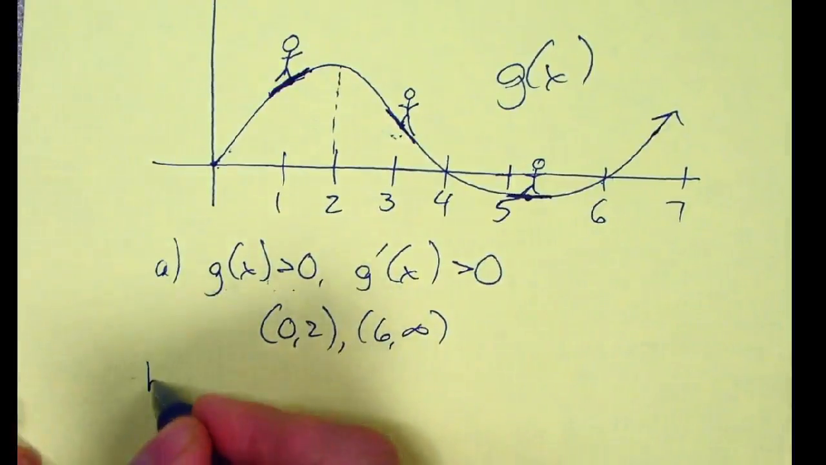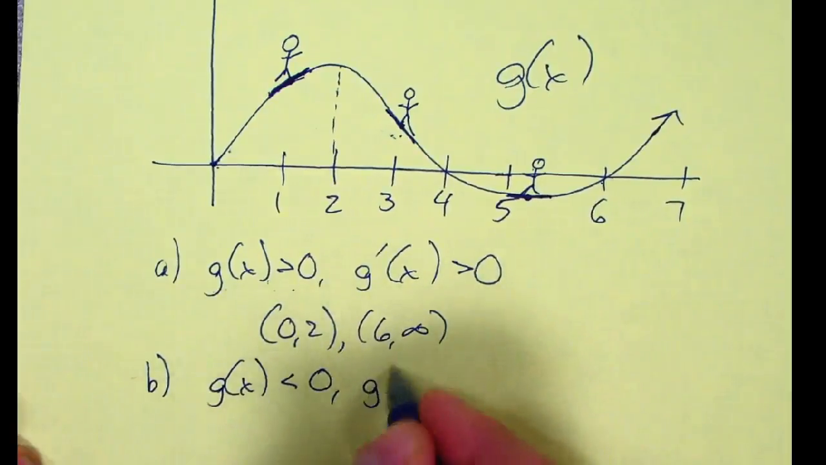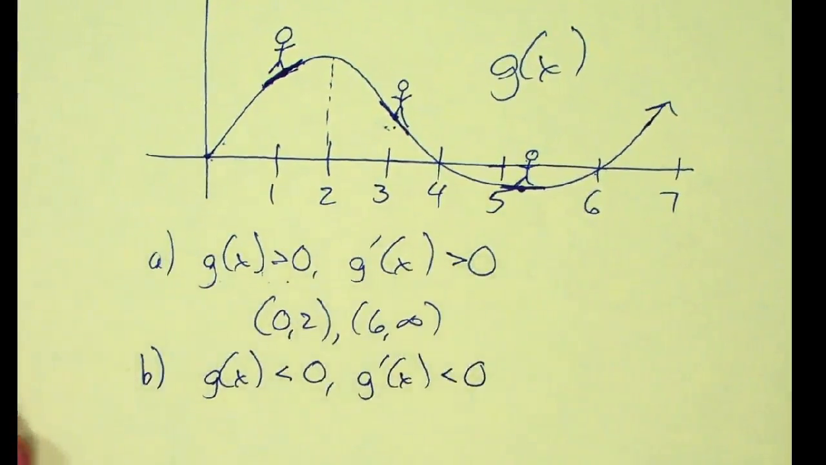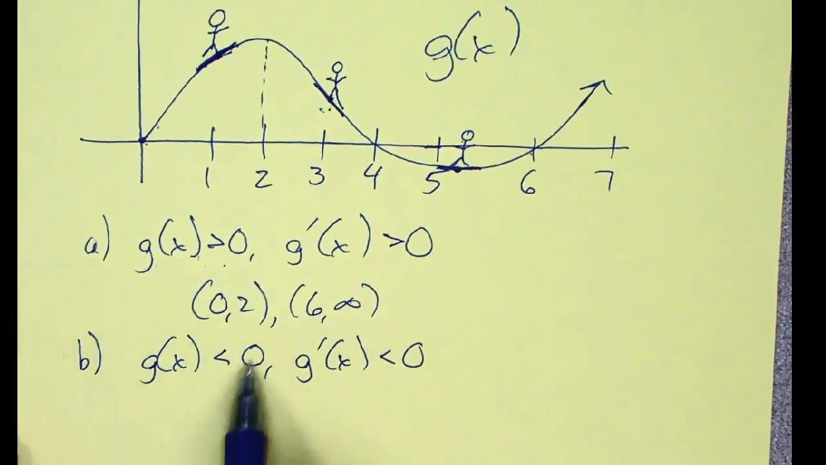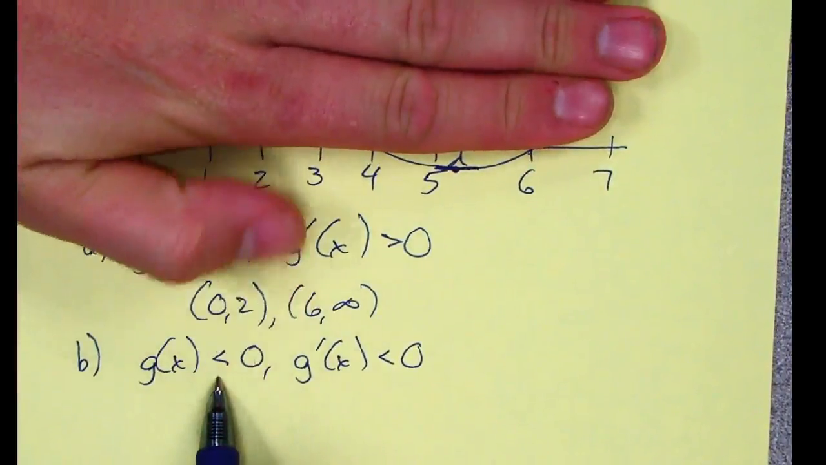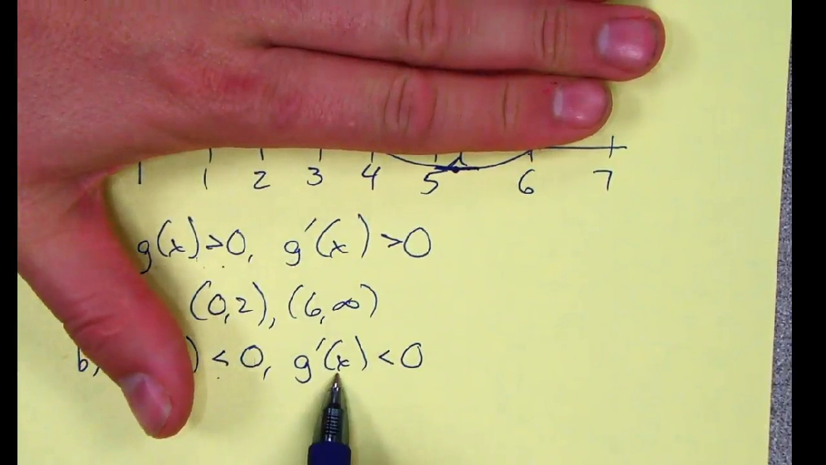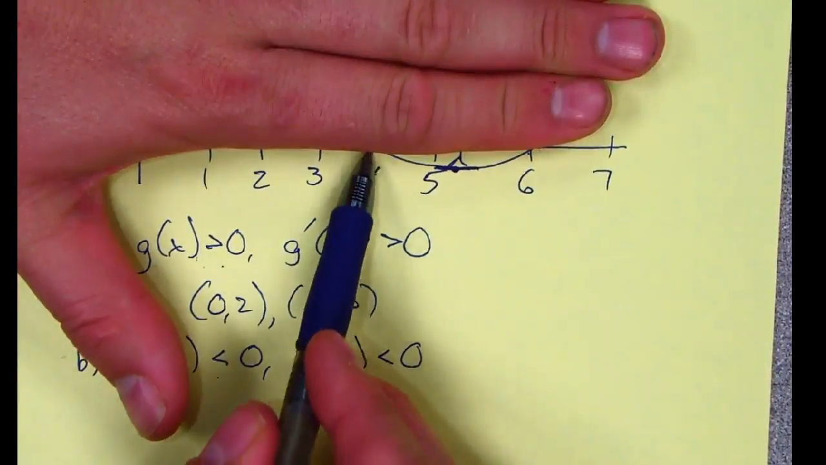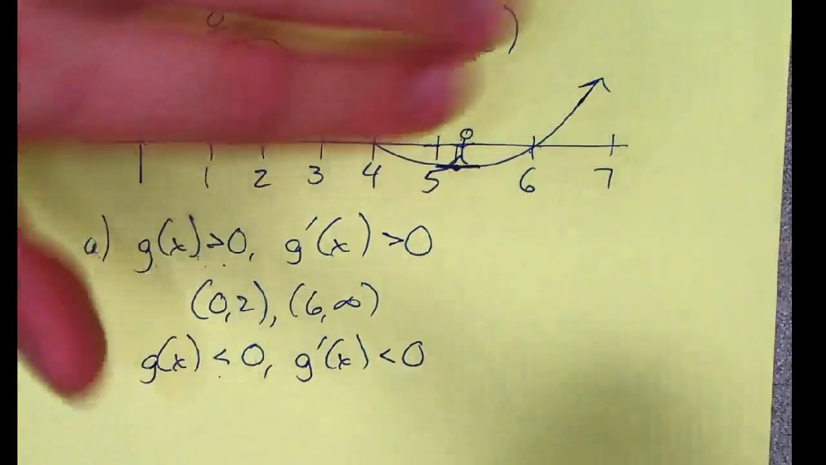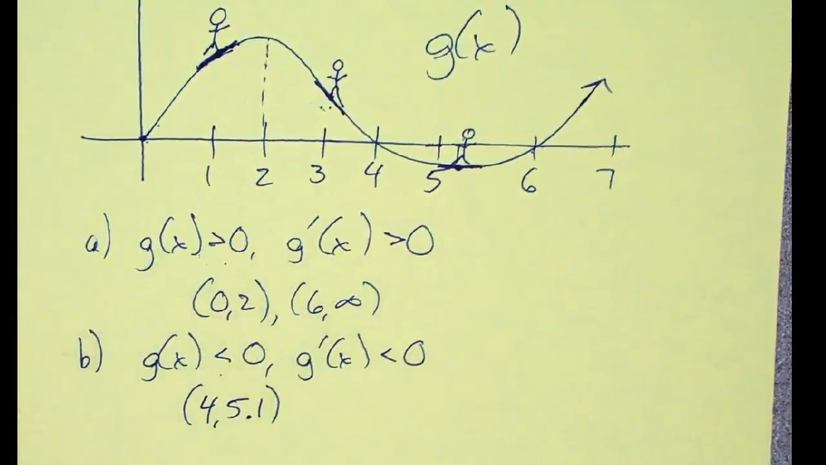All right, what if I said I want g of x to be negative and g prime of x to be negative. So I want them both to be negative. This means we need to be below the axis. So the only spot on this graph that we can look at now is between 4 and 6. Then I want the derivative to be negative. That means I want the surfboard to be negative. I want the slope to be negative. I want the graph to be decreasing. And that happens between 4 and, let's say, 5.1. So the only answer here would be from 4 to 5.1.